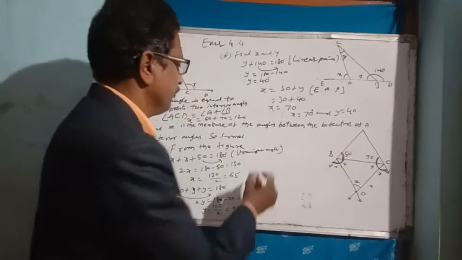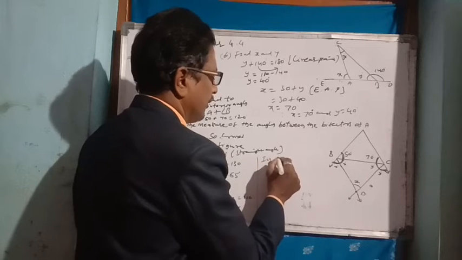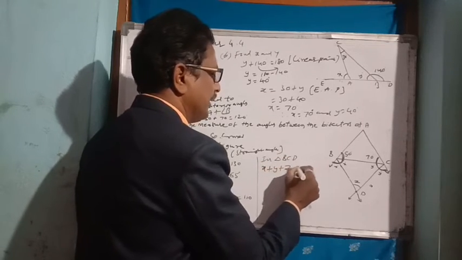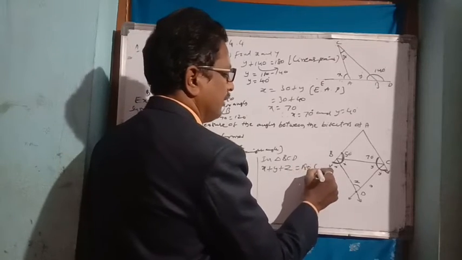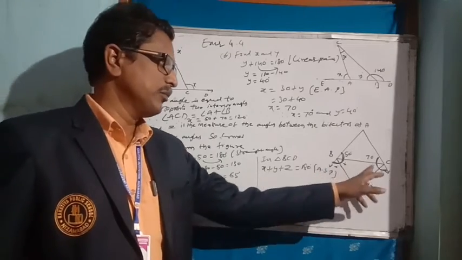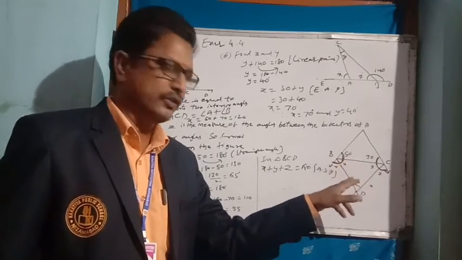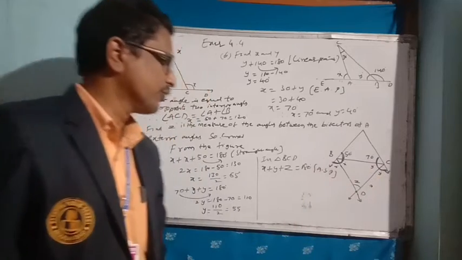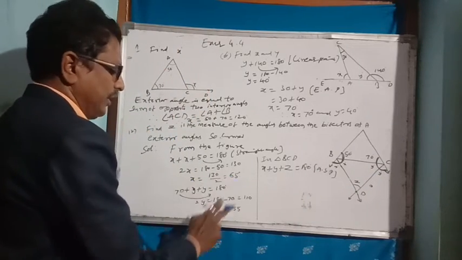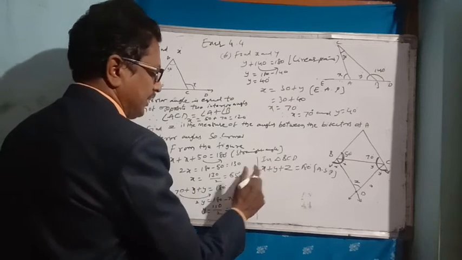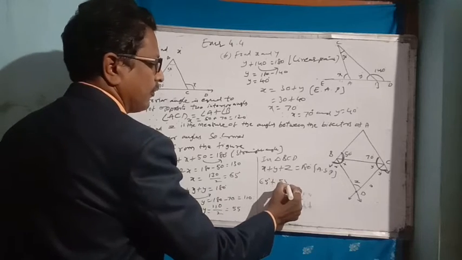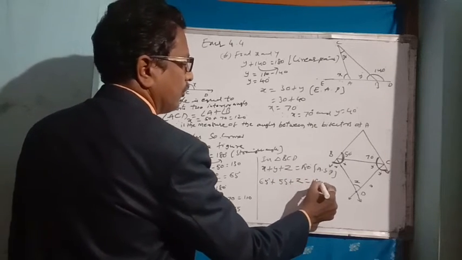Now come to the angle sum property. In triangle BCD, X plus Y plus Z is equal to 180. Why? That is the angle sum property, ASP. The sum of the three angles in a triangle is equal to 180 degrees. Therefore, X plus Y plus Z is equal to 180 degrees. But what did we get for X? We got 65, and Y is equal to 55. In the place of X, substitute 65. In the place of Y, substitute 55. Plus Z is equal to 180.